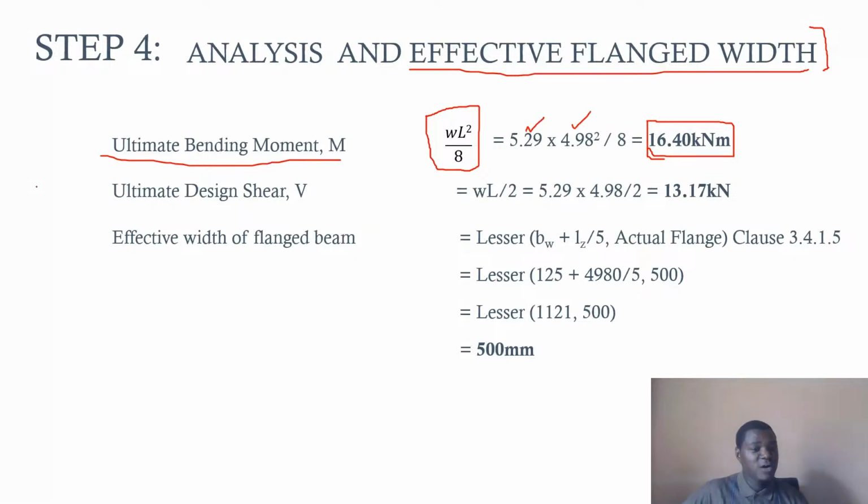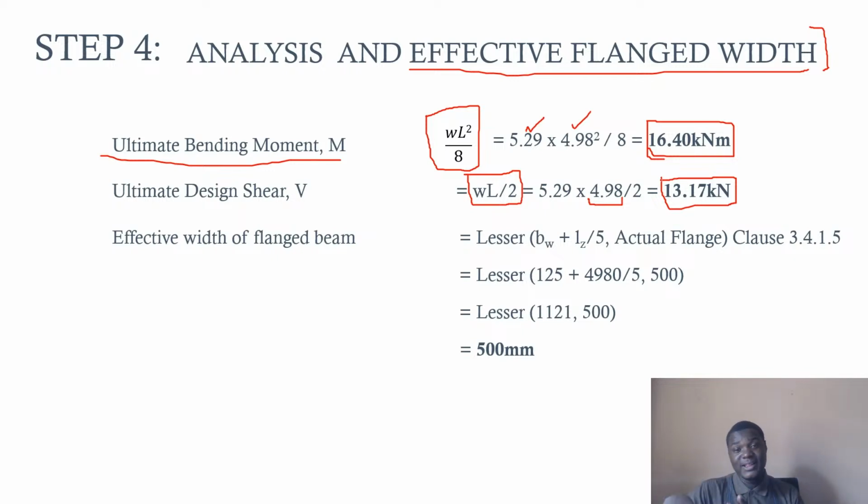Then to calculate the design shear force, because this is simply supported, that is WL over 2. In this case, our L is going to be the effective span, where W is 5.29 from the loadings, 4.98 from the effective span, divided by 2. So we end up with 13.17 kilonewton.